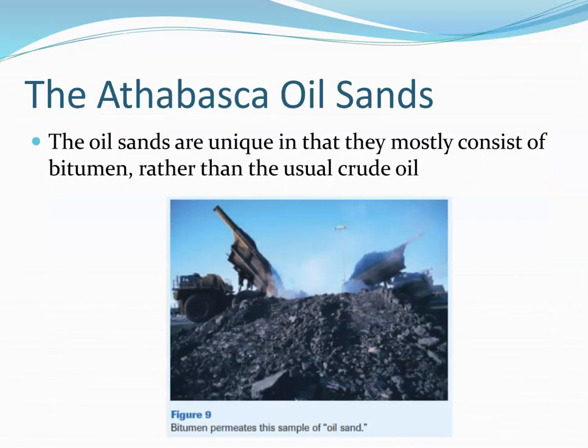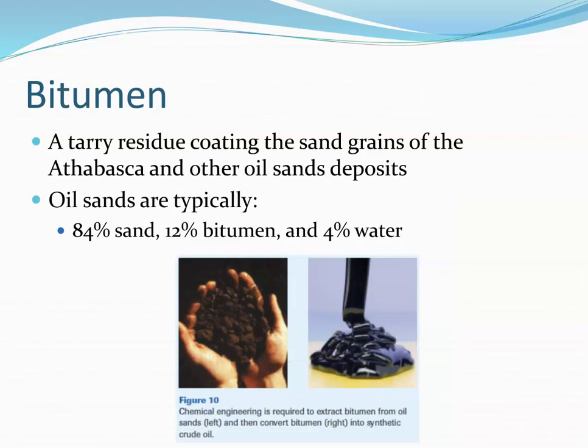Alberta's oil sands that are up near Fort McMurray consist of something called bitumen, which is not the same as crude oil. Bitumen is a tarry substance that is found in the oil sands. Oil sands have other materials mixed in though, such as sand and water. Bitumen is the valuable material, so chemists study the most efficient ways to extract the material from the oil sands.